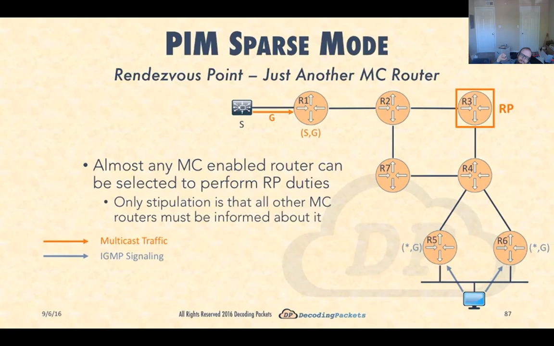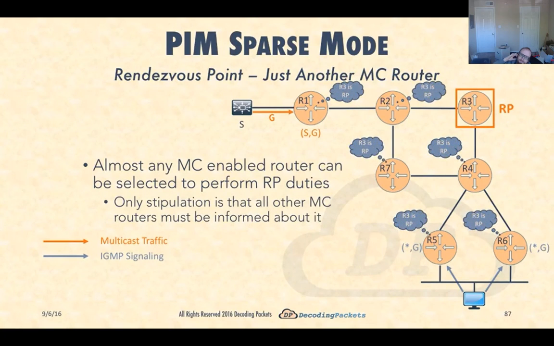Once the RP, or R3, takes on the fact that it is an RP, it is time to inform all of our other routers about this new identity, or new responsibilities, that R3 has. So from R1 to R6, every single one of these routers now has to be aware that R3 is the RP. So if you need multicast sparse-mode related duties performed for you, you must make those requests to the RP.